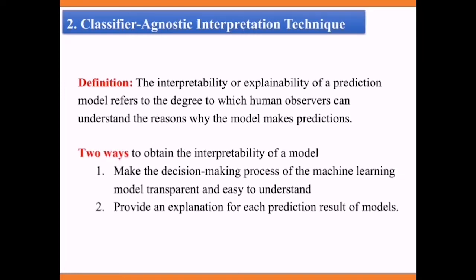The interpretability or explainability of a prediction model refers to the degree to which human observers can understand the reasons why the model makes a prediction. There are 2 main ways to obtain the interpretability of a machine learning model. First, make the decision-making process of the machine learning model transparent and easy to understand. And second, provide an explanation for each prediction result of the model.